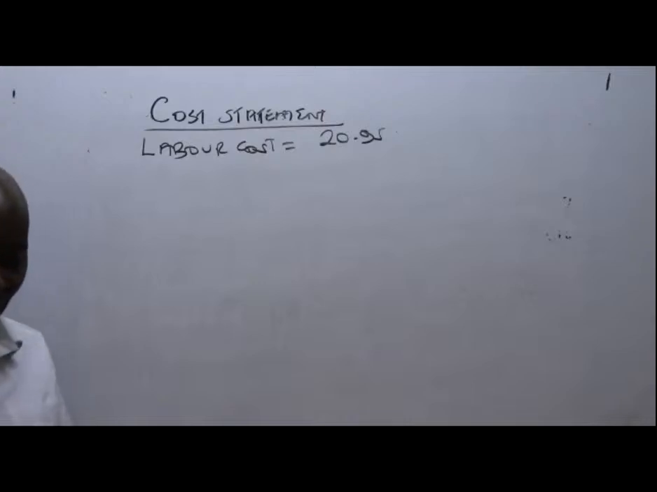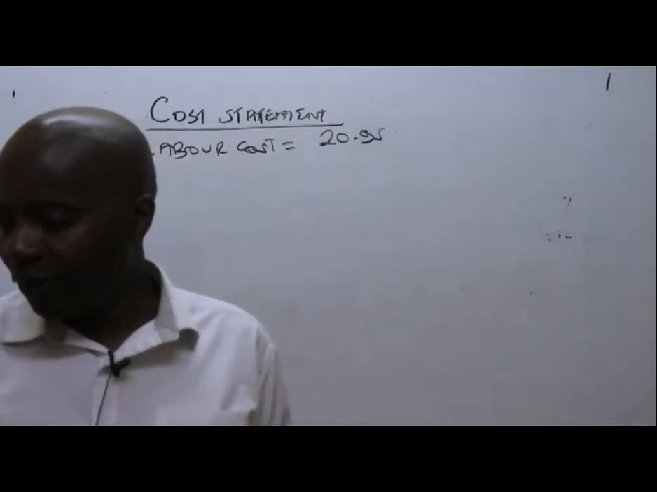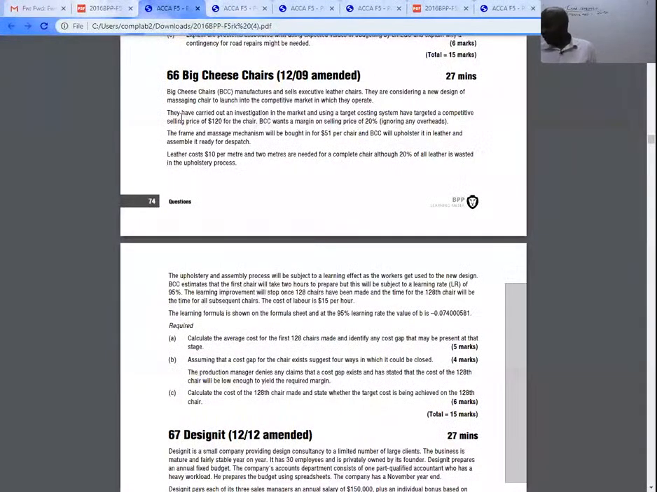How about materials? What have they told us? For materials, they've carried out an investigation in the market and, using a target costing system, have targeted a competitive selling price. There is a frame and massage mechanism that will be bought in for 51. Of course, each chair will take one frame. So that is 51.